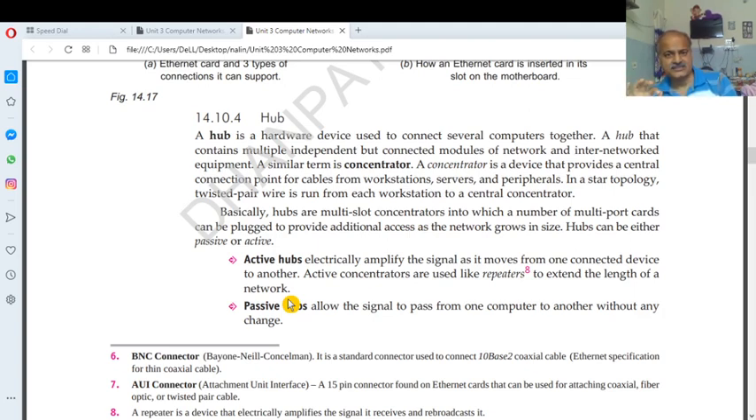a hub is a device which is used to connect several computers. So if you have a number of computers and you want to connect these computers together, then this is the device, the hub, which is used to connect them. You can connect the computers, and you can also connect other devices like a server or a printer with the hub. So a hub is the device which is used to create the network. There are two types of hub, the active and the passive.